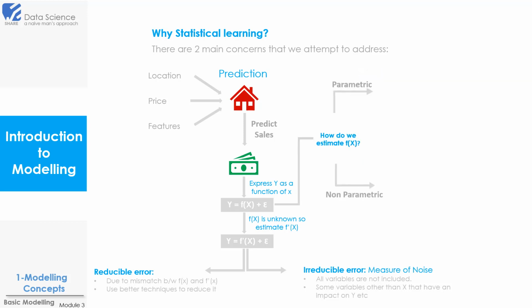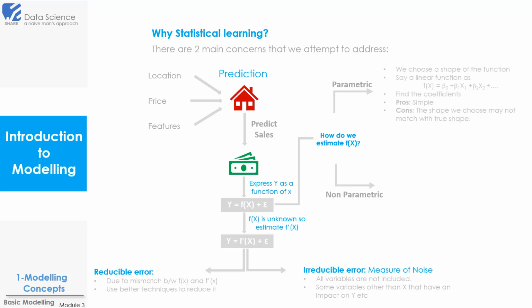Now in our prediction problem, we said that we can express our dependent variable, that is sales, as a function of predictors, that is location, price, etc. We also said that we don't know the real relationship between y and x, but we will approximate it using an estimate of f(x). So the next question is, how do we do it? Well, there are two approaches for it, the parametric approach and the non-parametric approach.